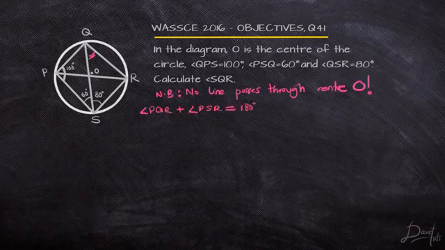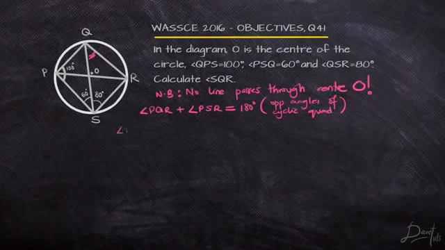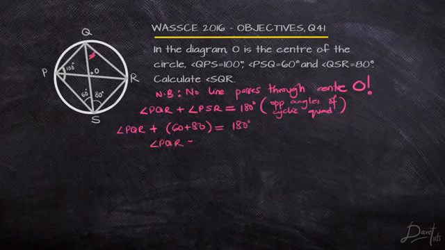And first and foremost, we know that PQR and PSR, they are opposite angles of the cyclic quadrilateral, and so they will add up to 180 degrees. And now we can see that PSR is comprising of two angles, 60 and 80, and from the solving we can get angle PQR to be 40 degrees. The angle opposite to the sum of 60 and 80 is 40 degrees.